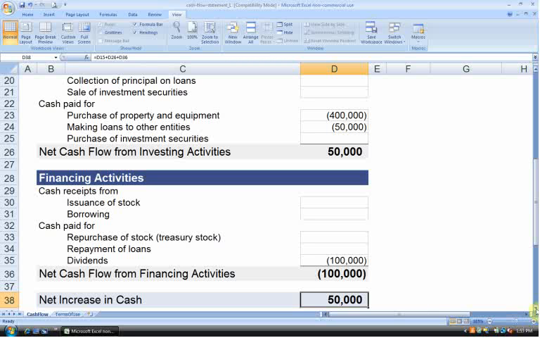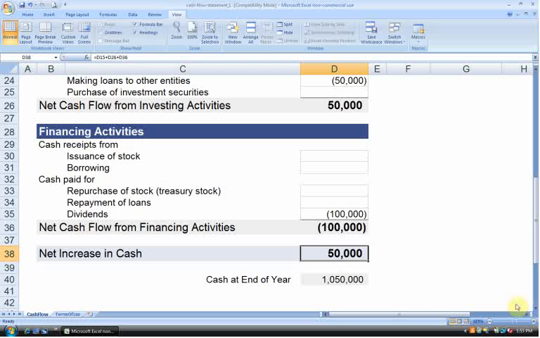Let's scroll down a little bit more, and you can see the final figure here is the cash that we have at the end of the year. And this is simply going to be the cash that we had at the beginning of the year plus the net increase in cash. Or if the net increase in cash is negative, then this cash at the end of the year will actually have decreased. So we started with $1 million, and now we have $1,050,000. So that's pretty much it for the statement of cash flows template produced by Vertex42.